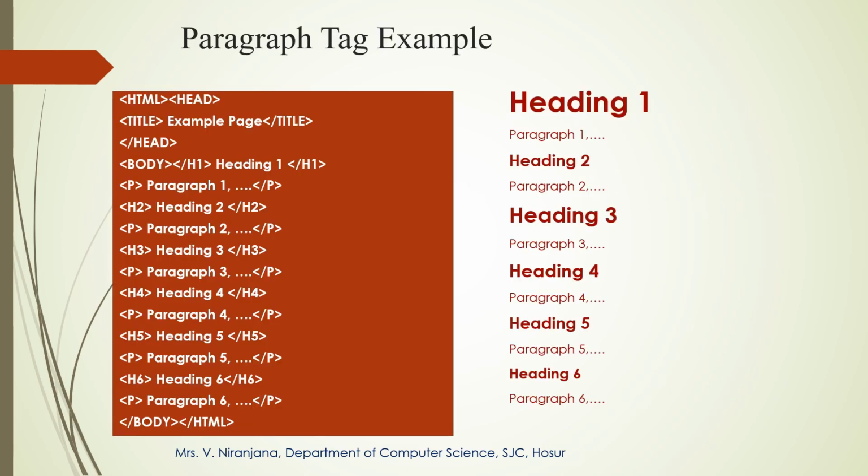Now in this slide, we can see an example of a paragraph tag. There is a heading tag h1 followed by paragraph 1 text. Now you can see that paragraph 1 by default comes on the next line. This is because a paragraph will always start on a fresh line. So this is the use of a paragraph tag. As you can see, all the paragraphs start on a new line in this program.